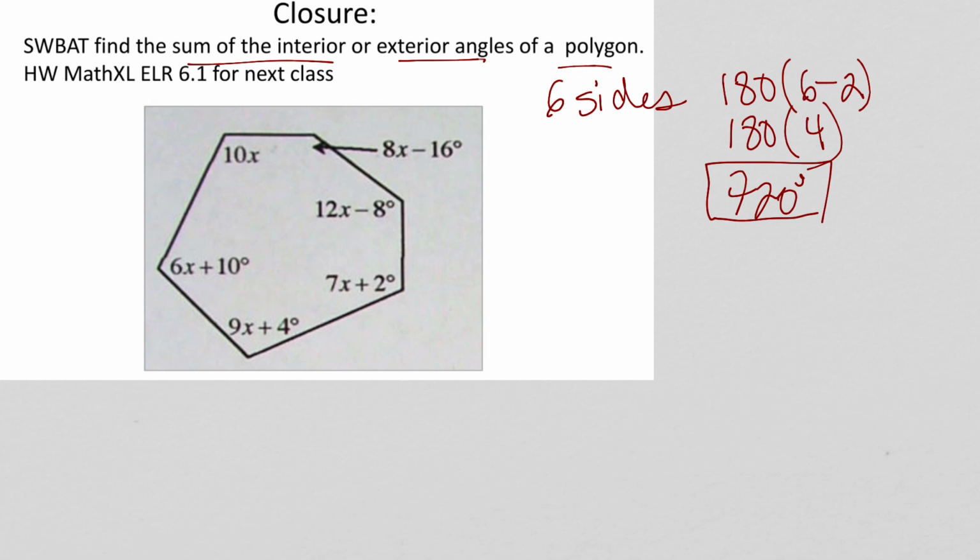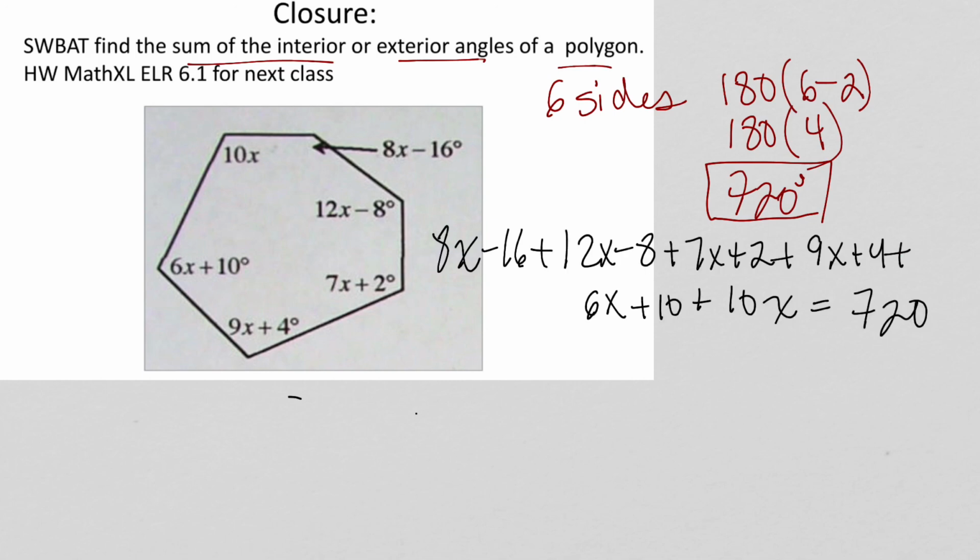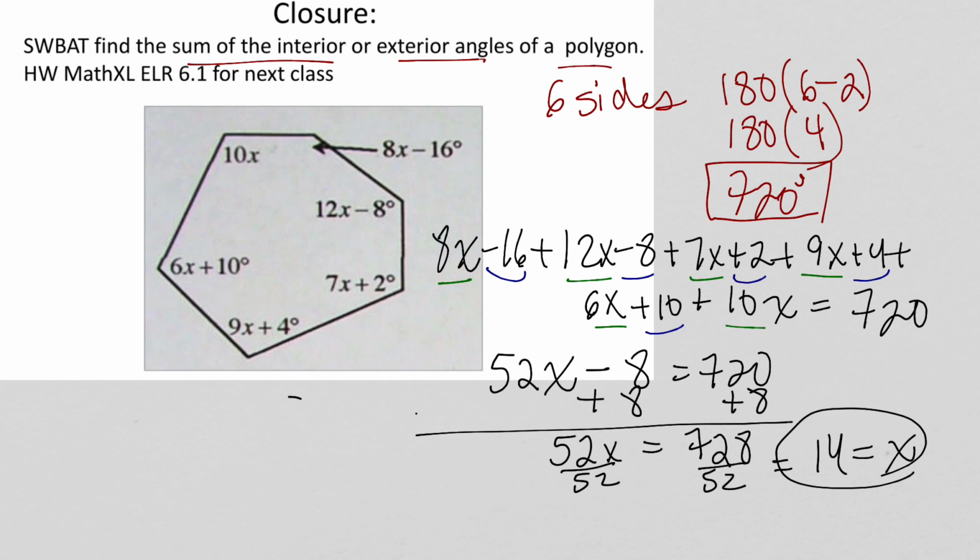So I'm going to write my whole expression out. I'm going to take all of these and add them up to equal 720. Be careful of your like terms here. So I'm combining all my x's here, and then I am combining all my numbers. Be careful of the signs as you do this. So after I combine all my like terms for my x's and my numbers, I get 52x minus 8 equals 720. I solve that two-step equation for x, and I get x equals 14.